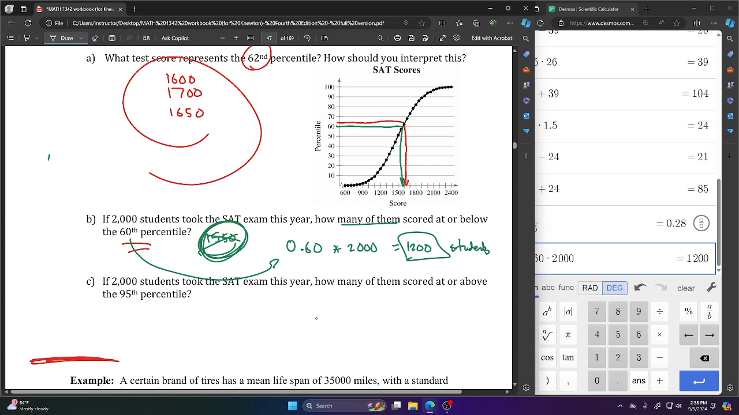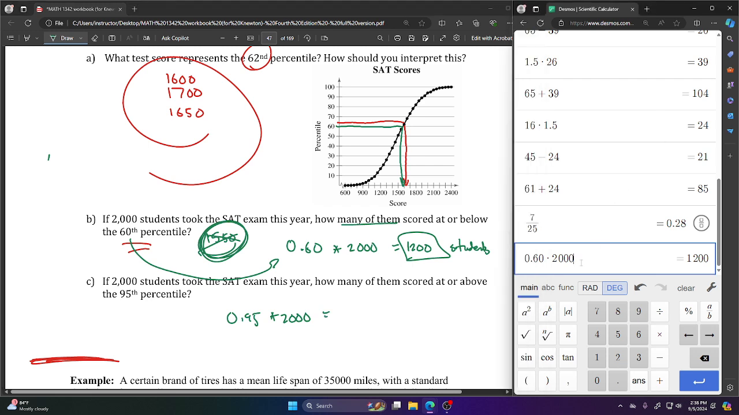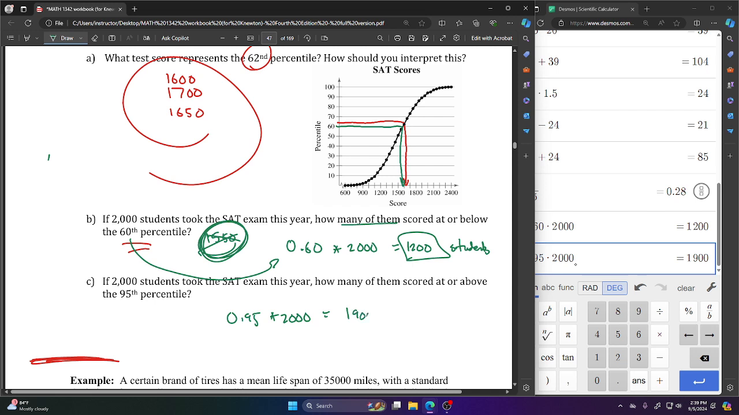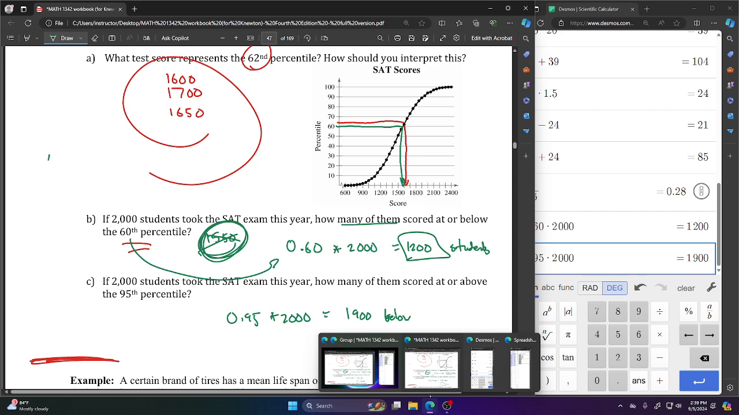If 2,000 students, I'm going to wait for this one, are taking this, how many of them would score at or above the 95? So what do I do this time? What I just did. 95 times the 2,000. Bam! That is the big point. Yes, what we have is the 19 below, right? So then I'm going to want the above. So what would that be? 100, yeah.